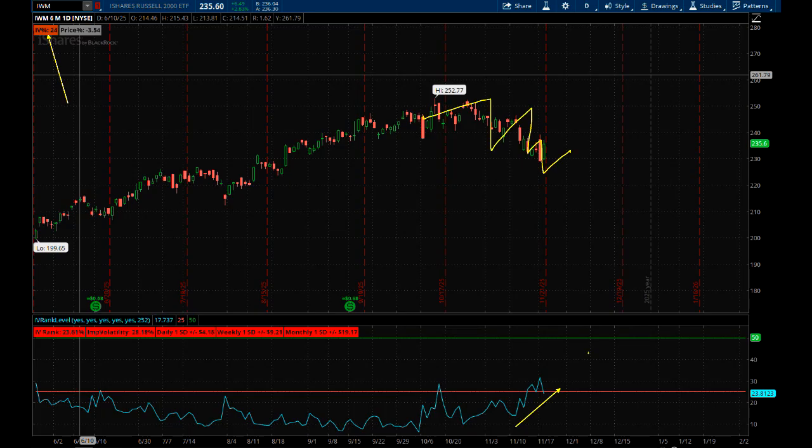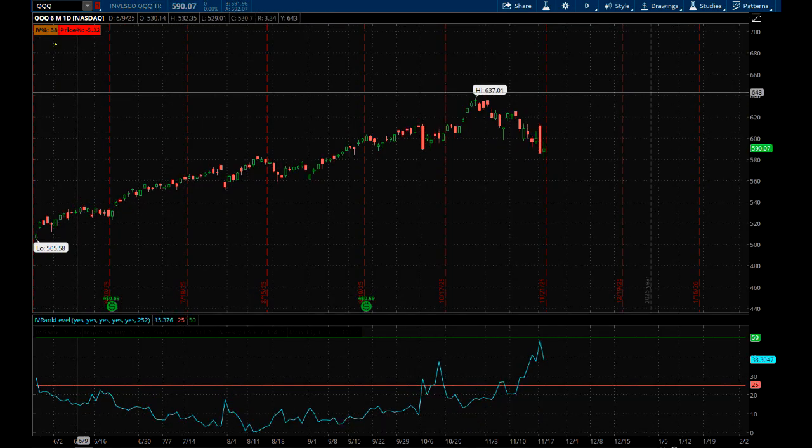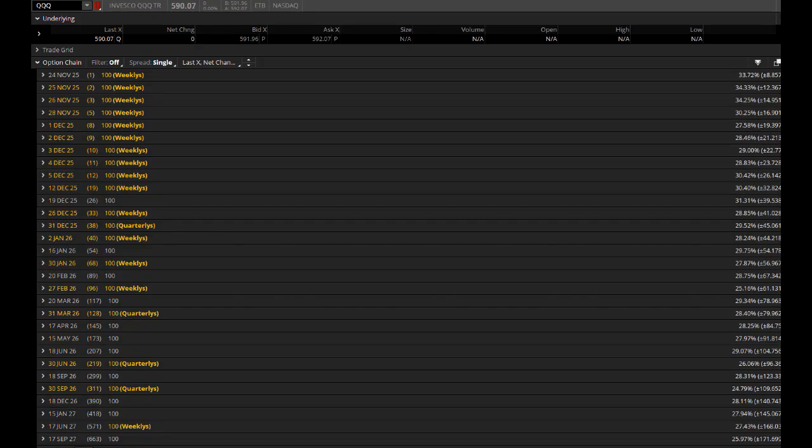So, being a volatility-based trader, if I'm looking to make a trade in an index, which one am I going to go to? I'm going to go to the one with the highest implied volatility, which is the NASDAQ or the QQQ. So, let's go over the trade page.